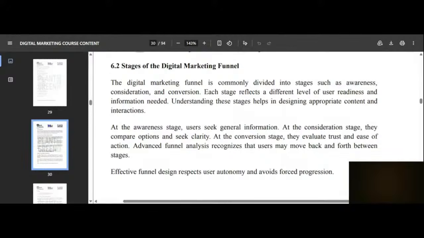So the main focus of this second stage is engagement and lead generation. You're supposed to engage with the audience. You're supposed to engage with the customer. So that is the main important focus of this second stage, which is the consideration stage.